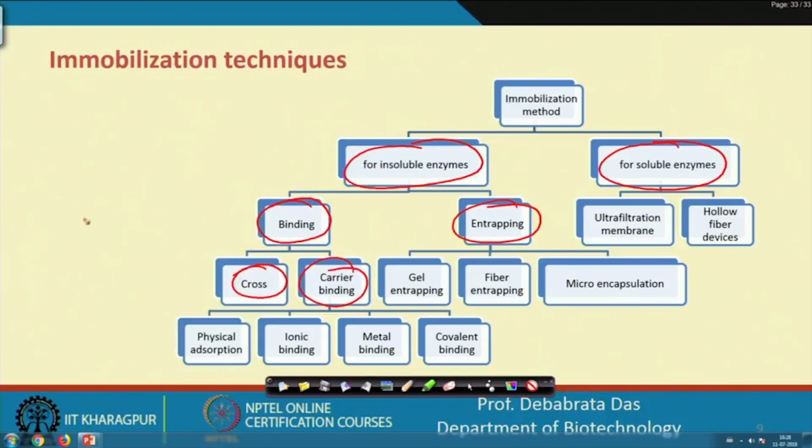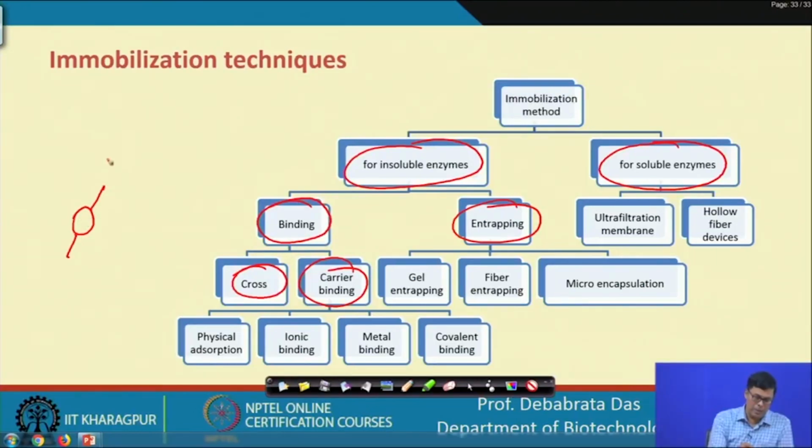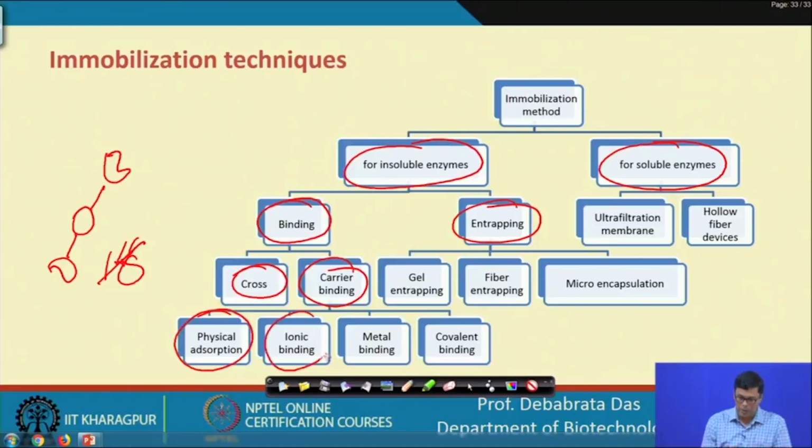Cross-linking means suppose we use some kind of chemical which has two functional groups, two sides, so that it can hold one enzyme on one side and another enzyme on the other side, so that it will be cross-linking like this. And carrier binding means, in the case of a solid matrix, the enzymes bind with the carrier. It can be of different types: physical adsorption, ionic binding, metal binding, and covalent binding. Now, as far as entrapping is concerned, entrapping means entrapped within this system.